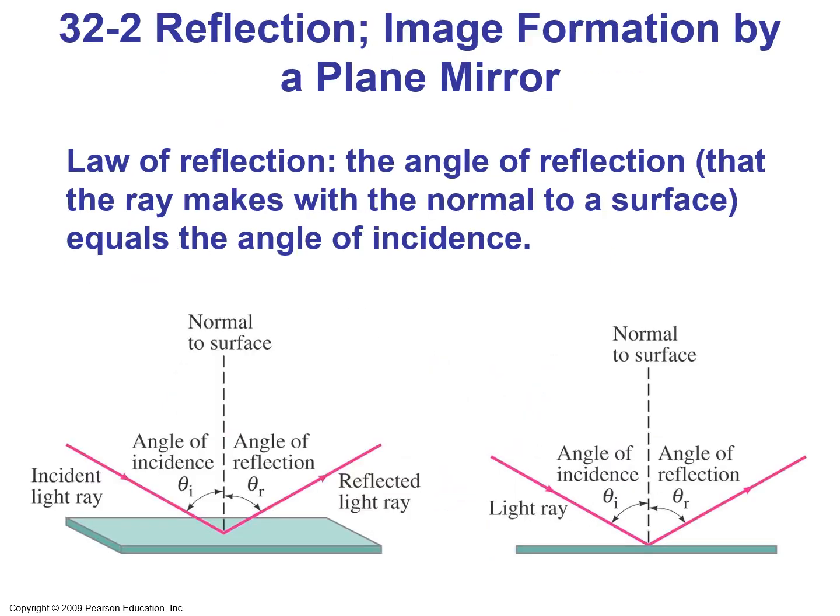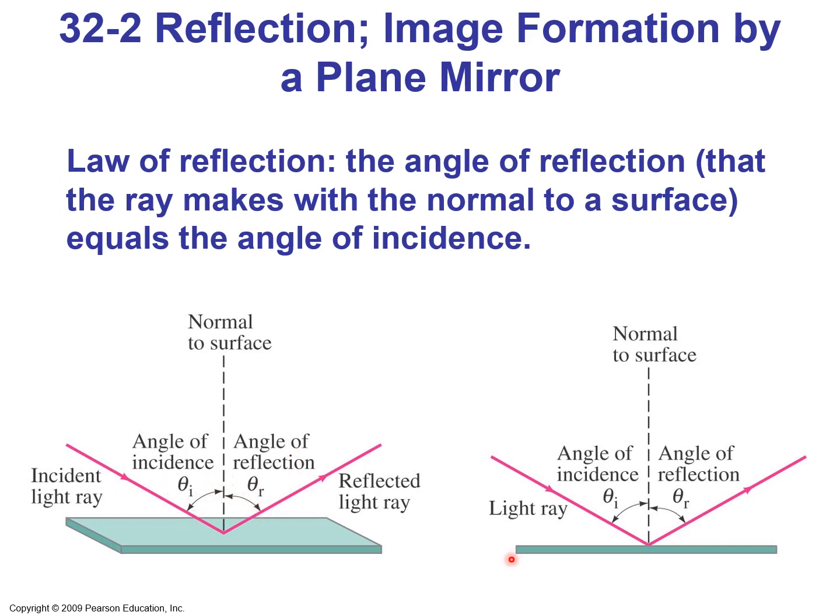Section 2. Reflection, image formation by a plane mirror. The law of reflection says the angle of reflection that the ray makes with the normal to the surface equals the angle of incidence. So if we have a plane mirror, the angle that the incident ray forms with the normal to the surface is equal to the angle that the reflected ray forms with the normal to the surface.